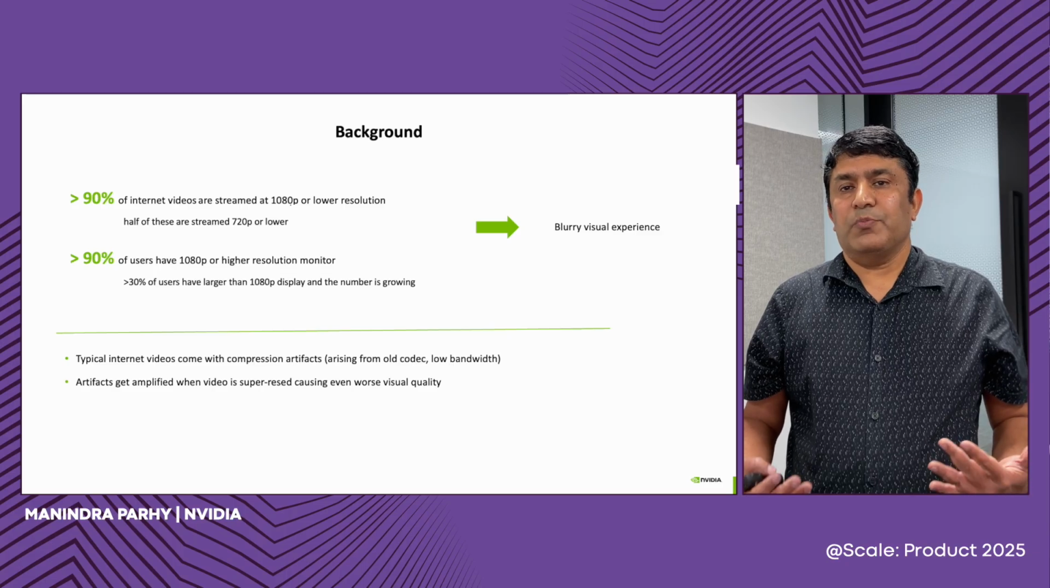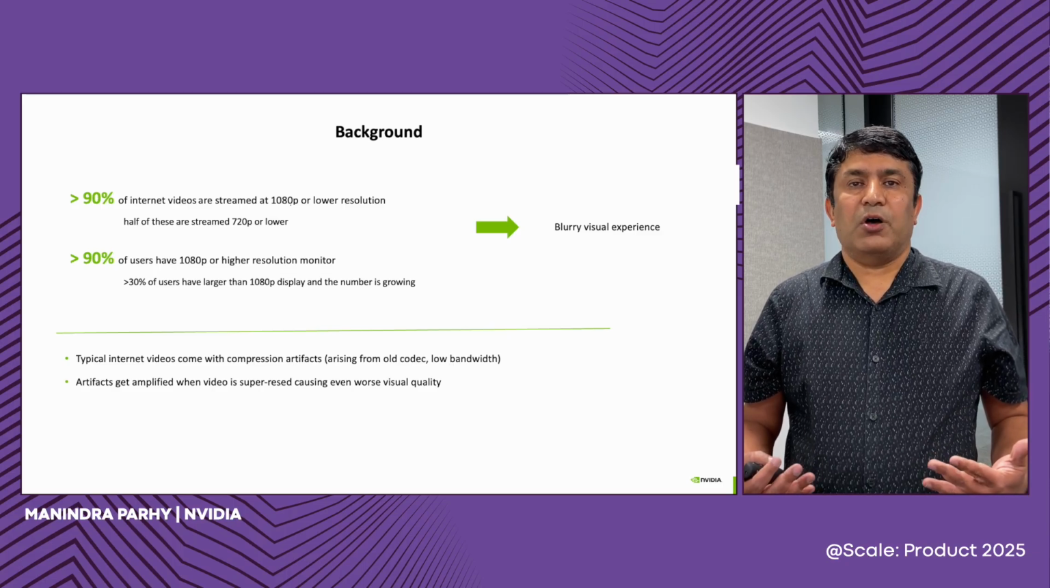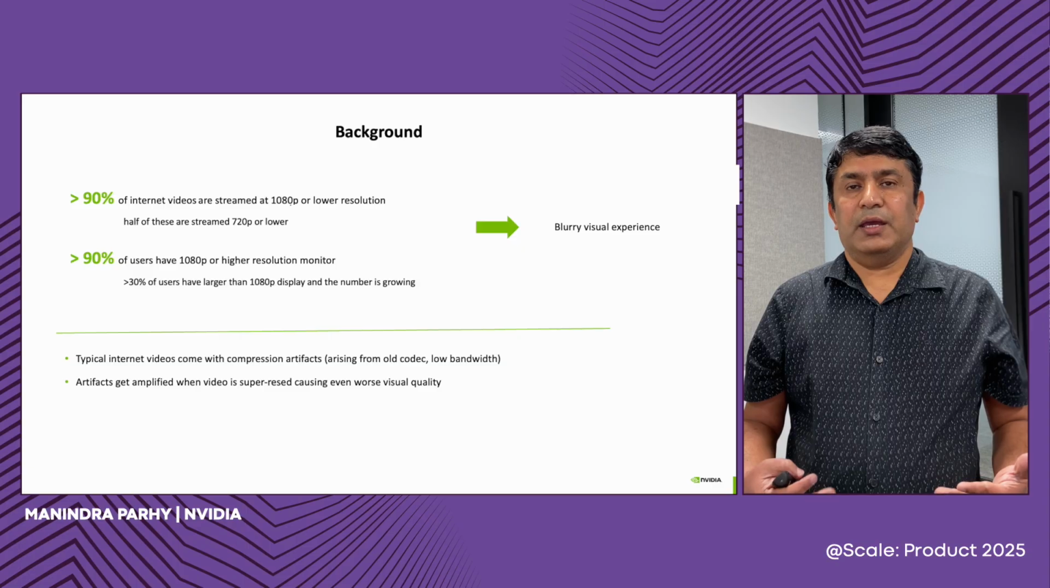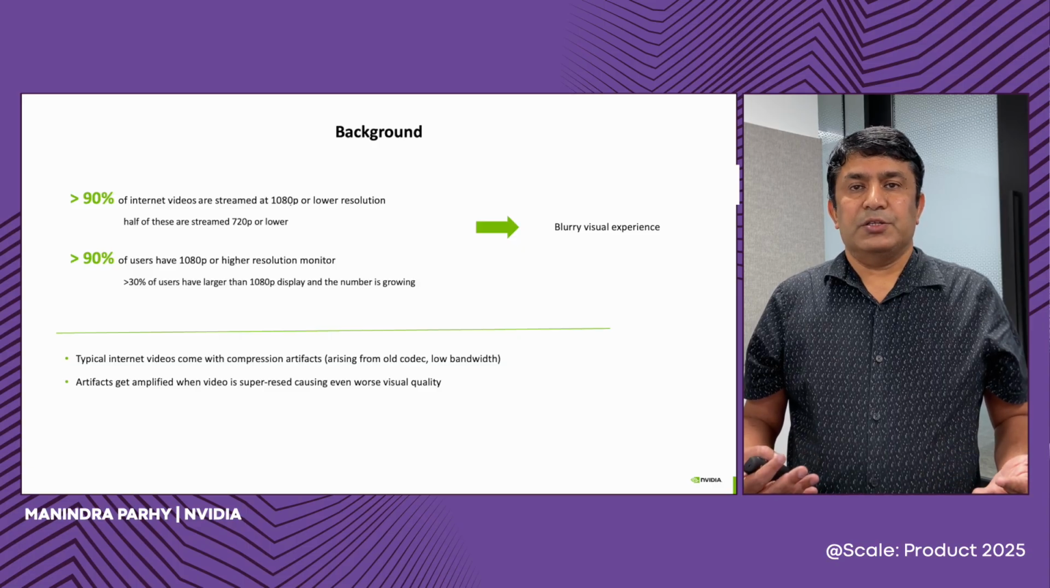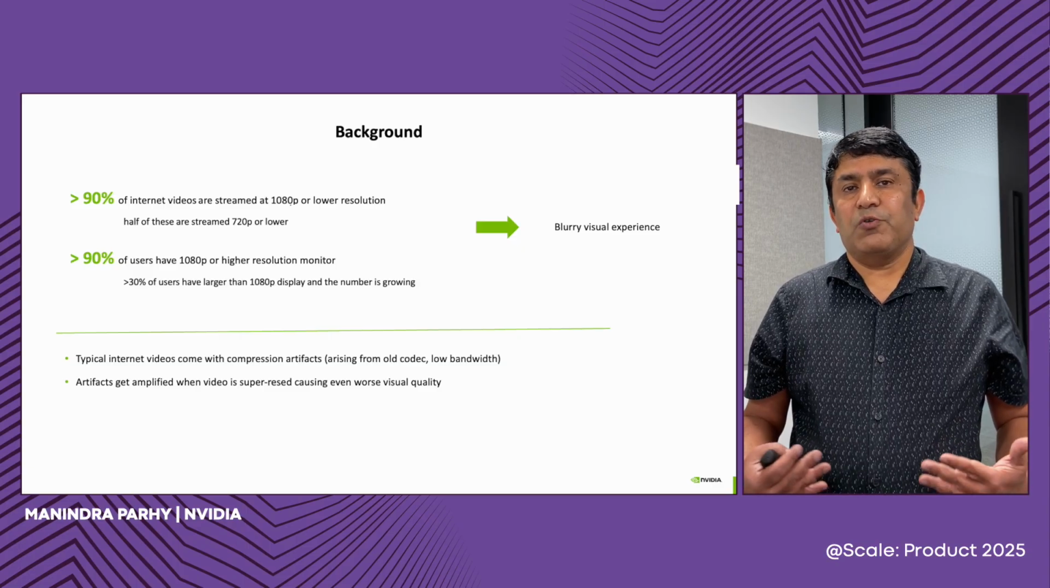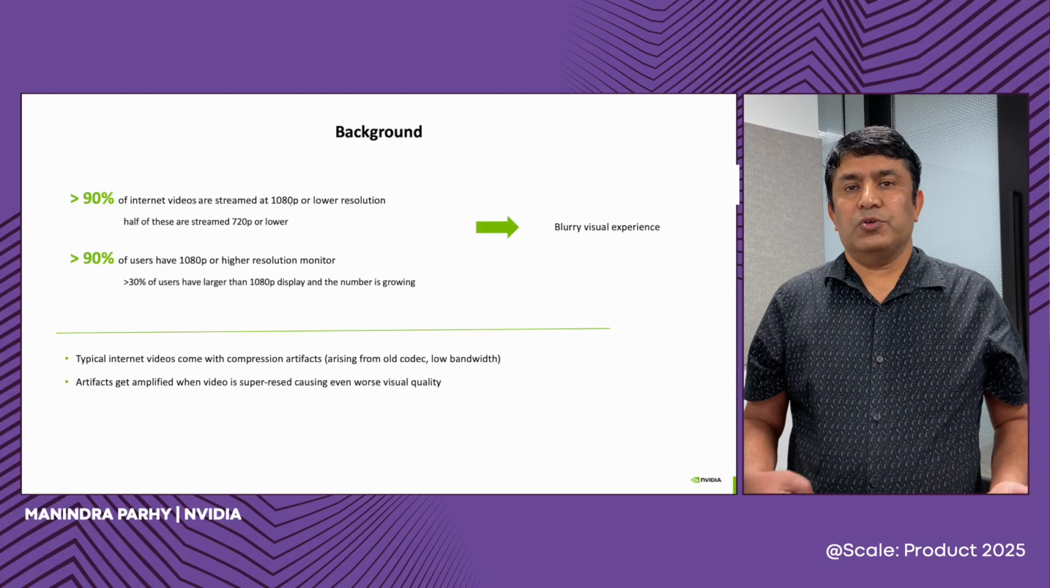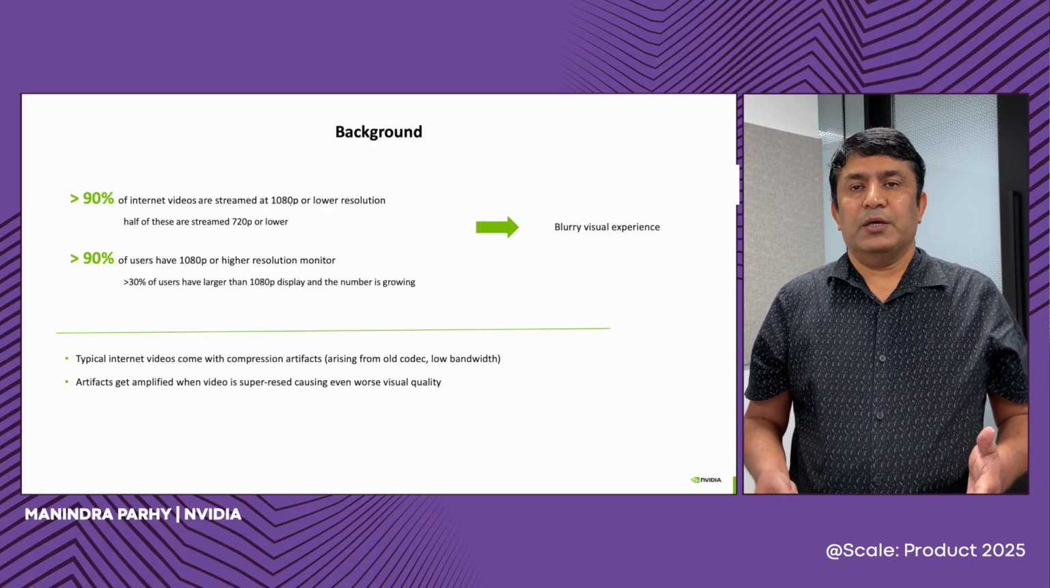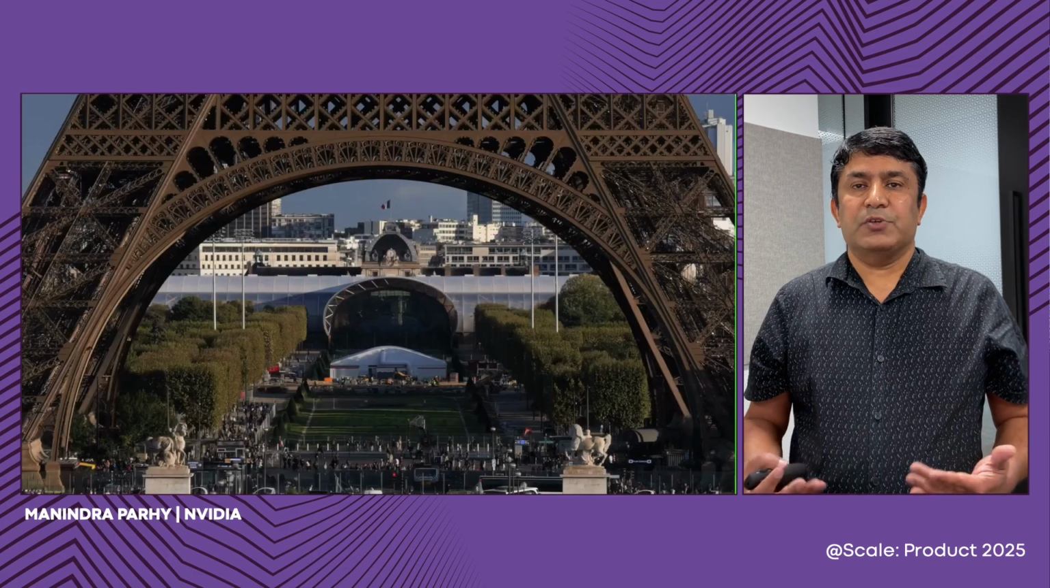Now, when this video is upscaled, these artifacts get amplified, and they produce a very poor quality of video playback. So we tried to solve this issue by creating a product called RTX VSR. Before I go into the detail, let me show you a video which will show a comparison between bicubic and RTX VSR upscaling.